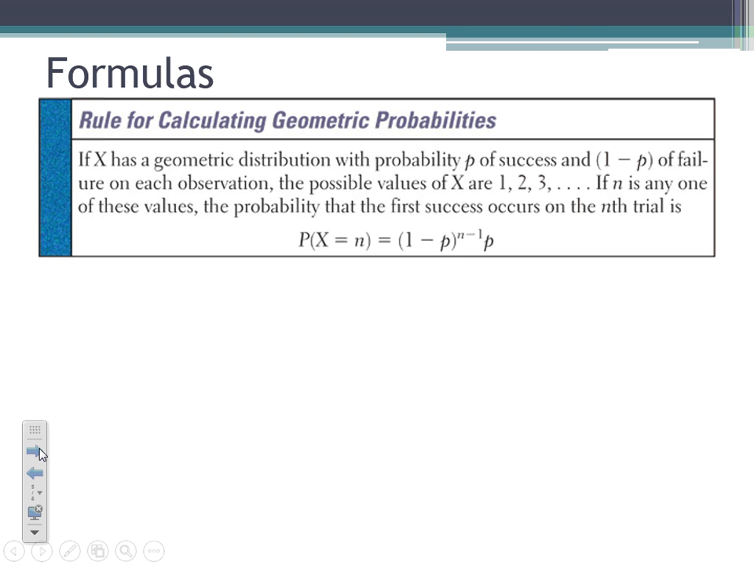So it says if x has a geometric distribution with the probability p of success, then 1 minus p would be the probability of failure, okay? So if I'm looking for success to occur on a certain number of trials, right, I just take the probability of failure, meaning what I don't want to have happen, and I multiply that probability n minus 1 times, right?